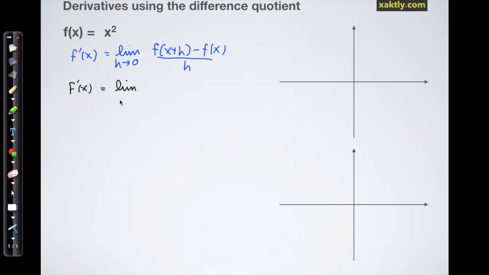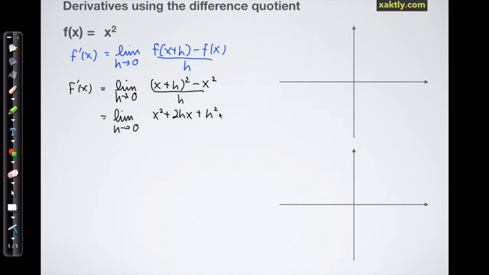So here's how it looks. F prime of x is equal to the limit as h goes to 0 of, now it's going to be x plus h quantity squared minus x squared all over h. And then we just have some algebra to deal with. So remember, we always want to write this limit statement because we're working not with a function but with the limit of a function until the time that we evaluate that limit.